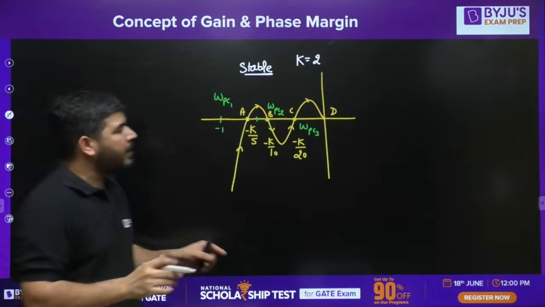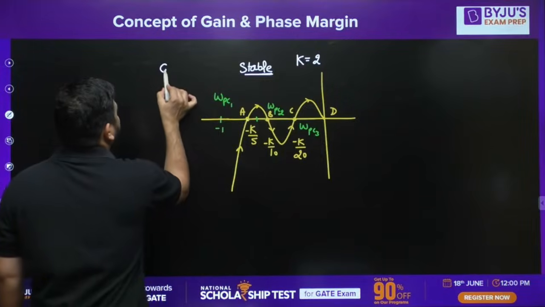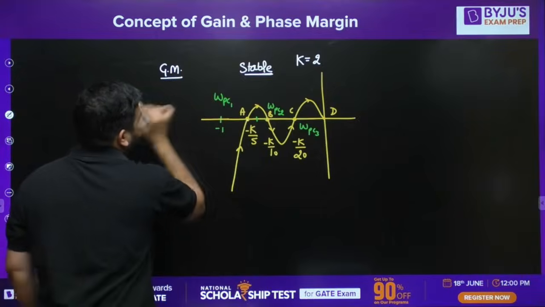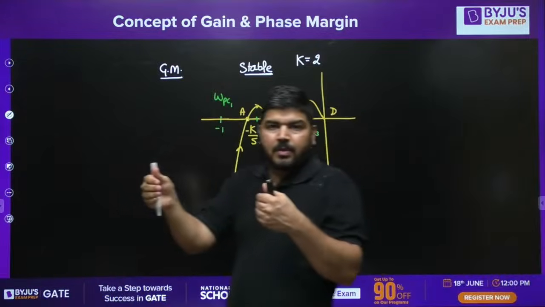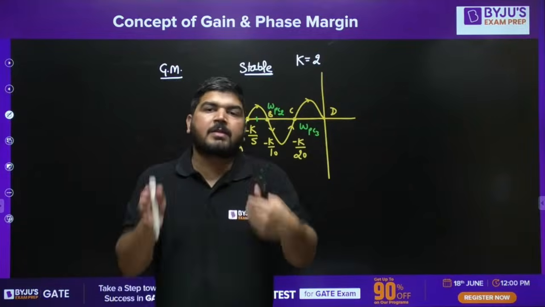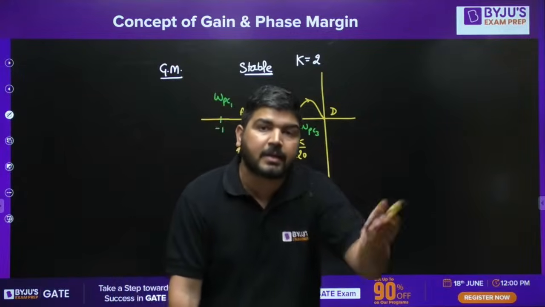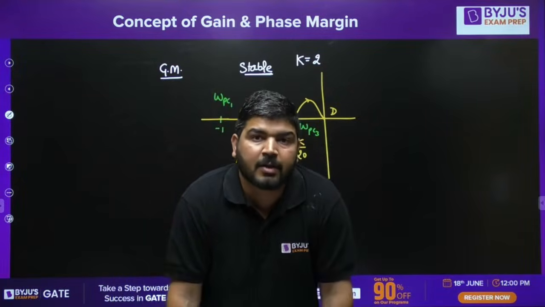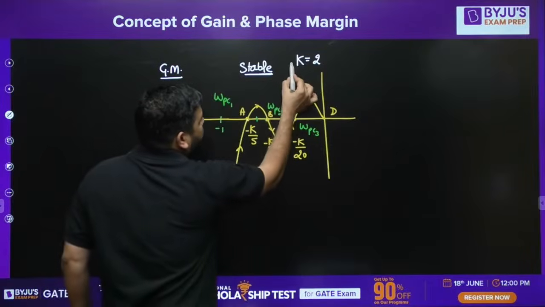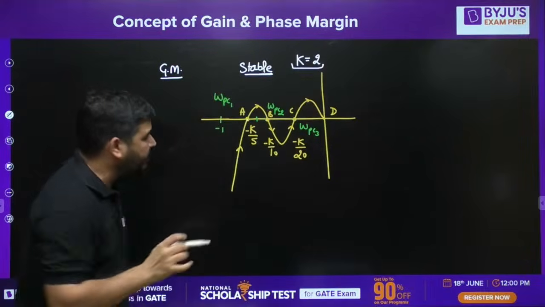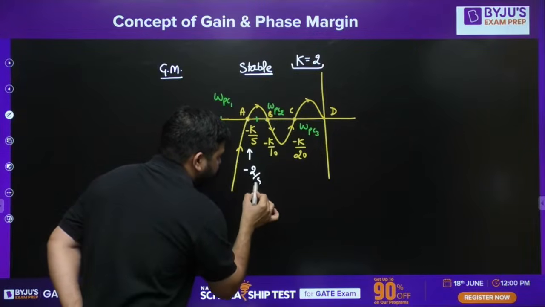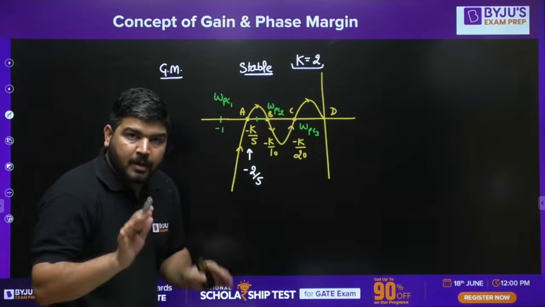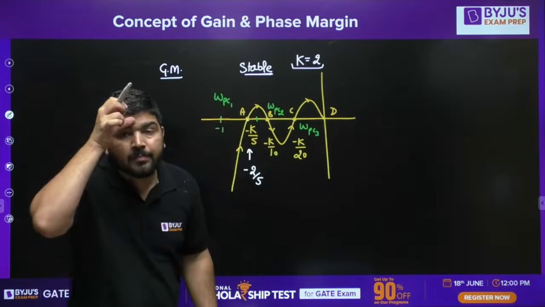Now we need to calculate the gain margin. Find the gain margin. How to calculate the gain margin? Gain margin is the margin so that the system remains stable. How much k you can increase such that the system remains stable. Now you can see that k is given as 2 and the system is stable. It means this point will be at minus 2 by 5. And in this particular condition, the system is stable.